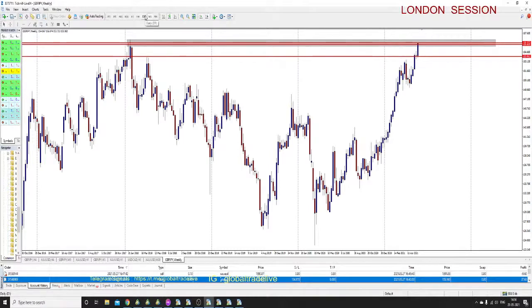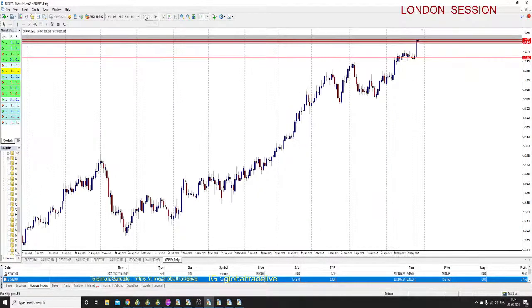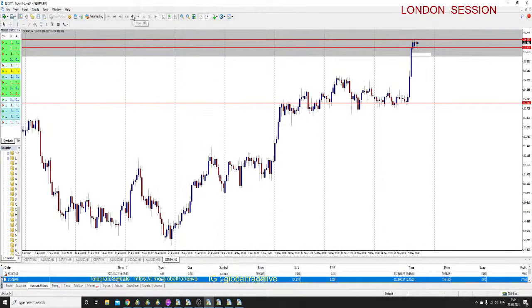50 pips up. TN Fat, hello, how are you? Haven't seen you in NY session yesterday. Yeah, I didn't do NY session yesterday.